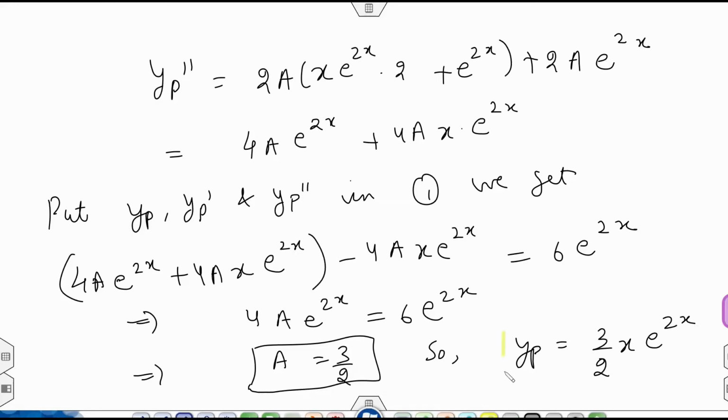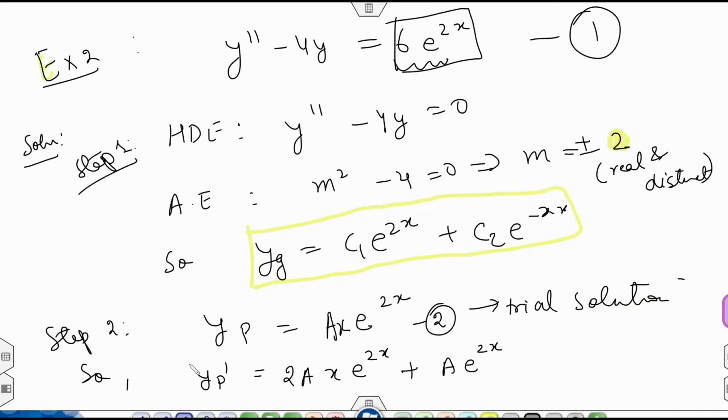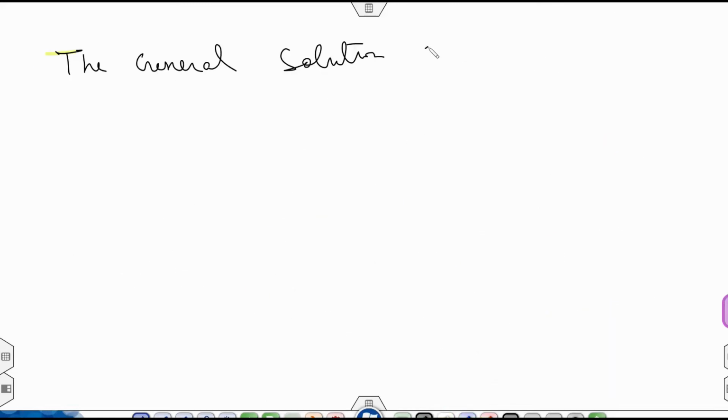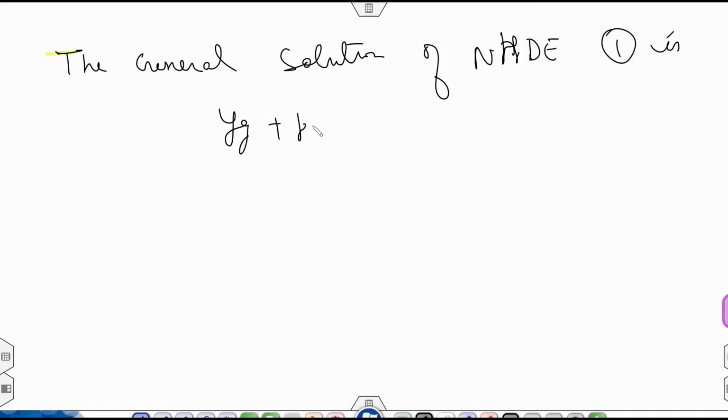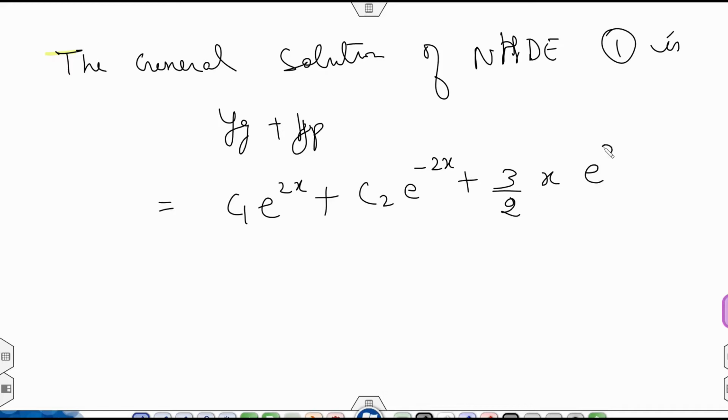So now you have found both the parts, that is, your yp is over here and your yg is over here. So what will be the general solution for this? For equation number 1, that is your non-homogeneous differential equation, the solution will be equal to yg plus yp. So let me write down: the non-homogeneous differential equation 1 has solution yg plus yp, that is equal to c1 e to the power 2x plus c2 e to the power minus 2x plus 3 by 2 x e to the power 2x. So this will be your final answer.